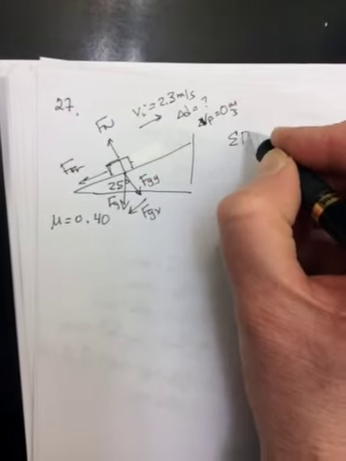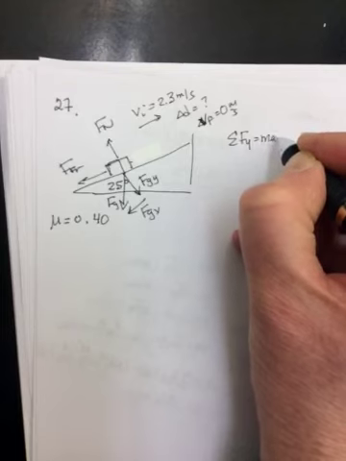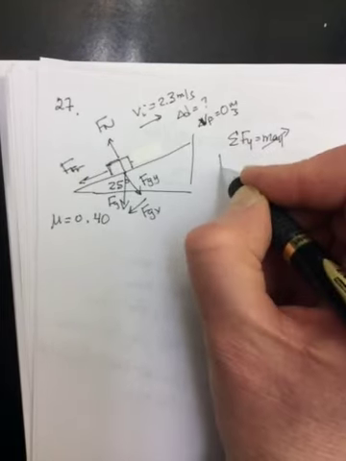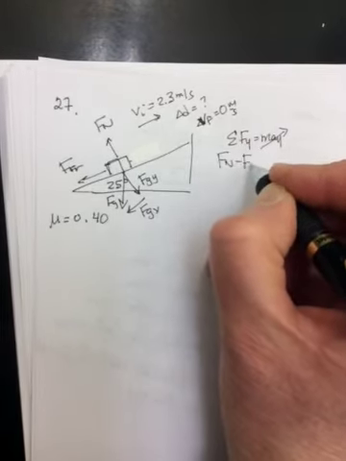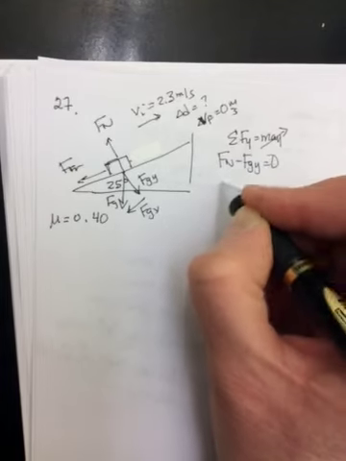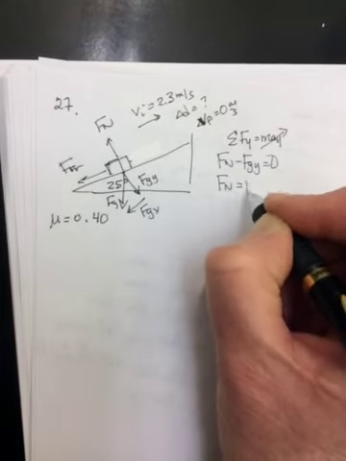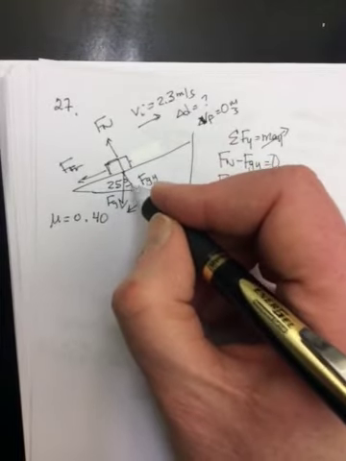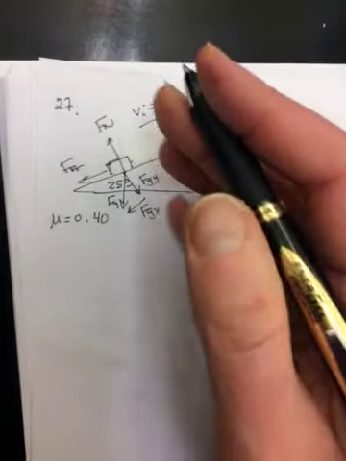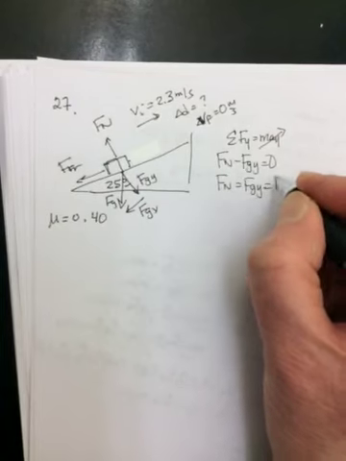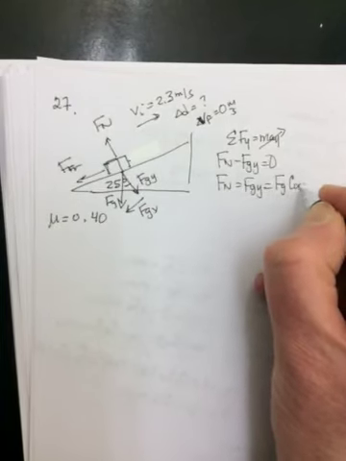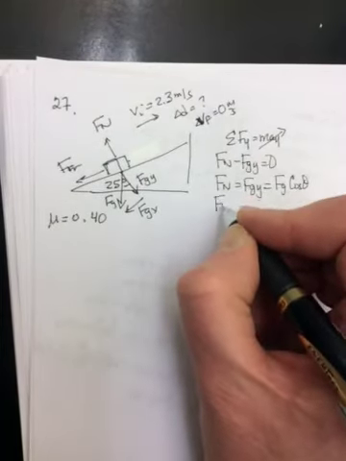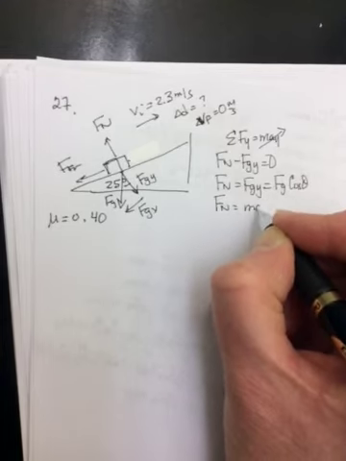So sum of the forces in the y direction is equal to ma_y, which will be 0. So Fn minus Fgy equals 0. So Fn will equal Fgy. Look at this triangle. This is 25. It's the adjacent side, so it should be Fg cos theta. So Fn will equal mg cos theta.